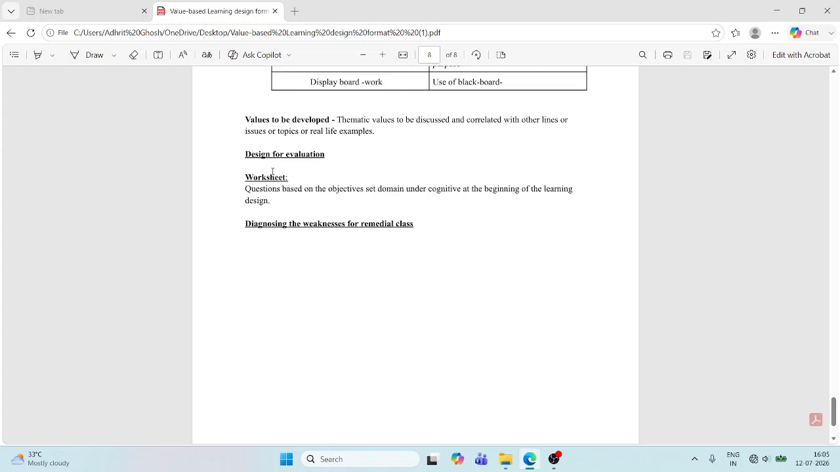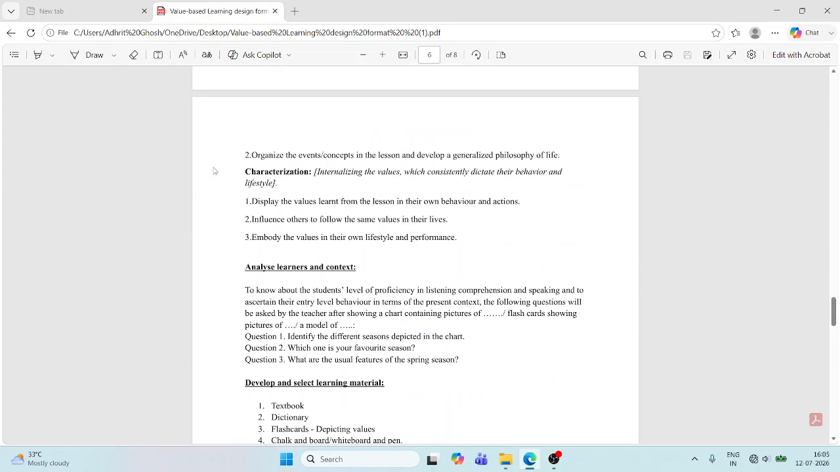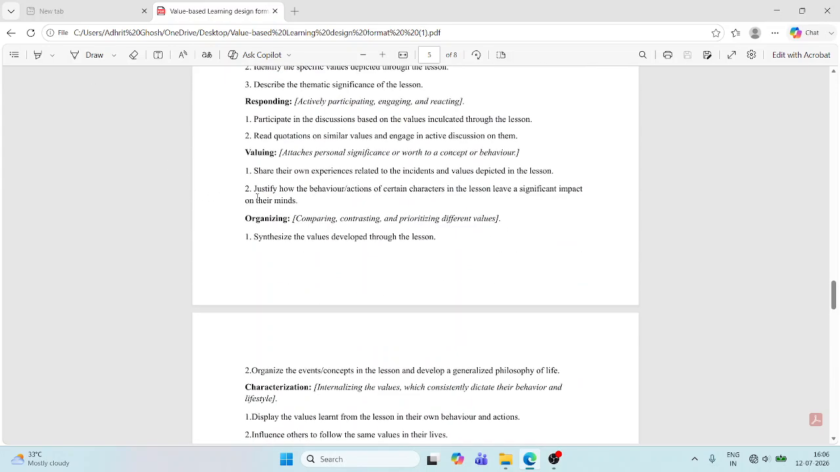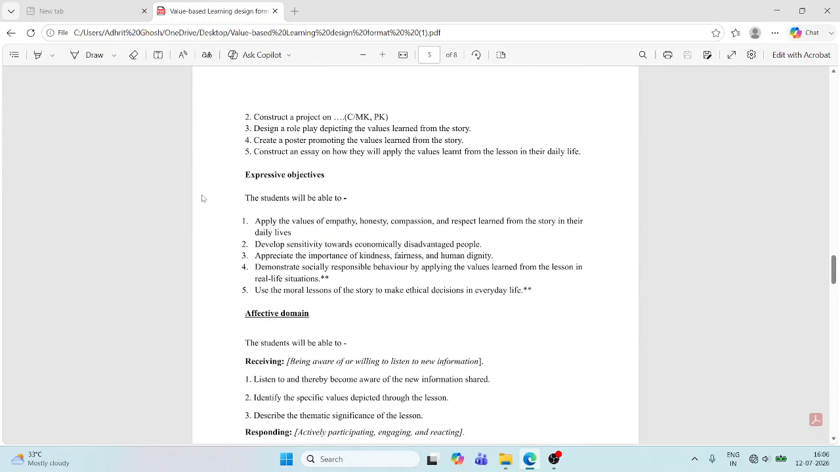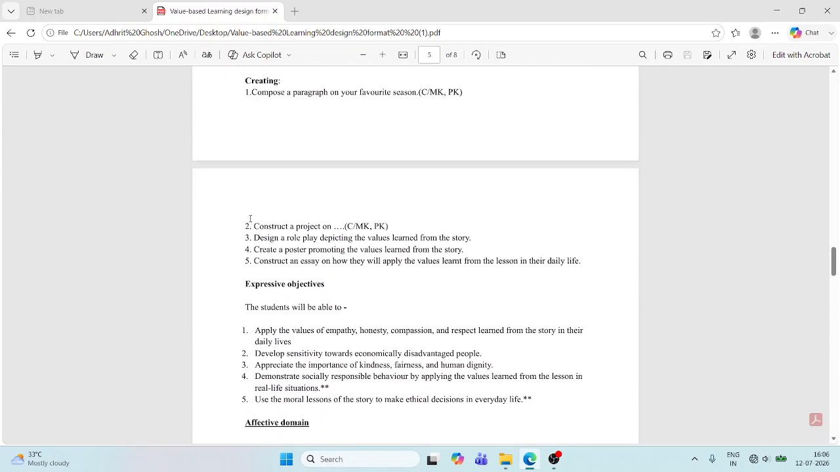And if they have been able to identify the objectives from the lesson that you are assessing in the cognitive domain, where you are asking them to create metacognitive or procedural knowledge, that part you are already assessing here. Constructing an essay or preparing a poster, whether they are being able to identify the values through the lesson or not. If you want them to create some poster or a project, you can do that over here.